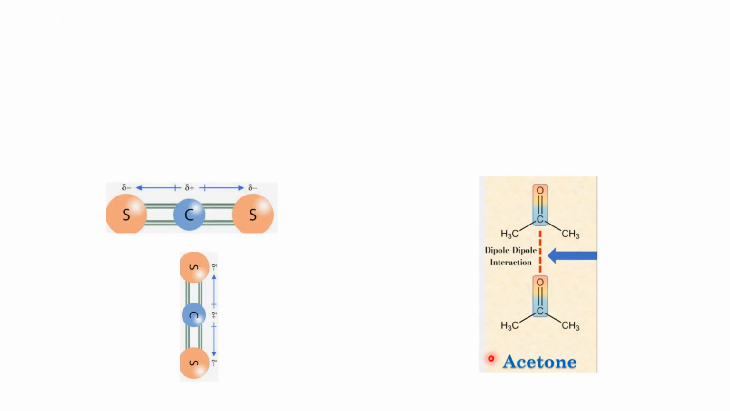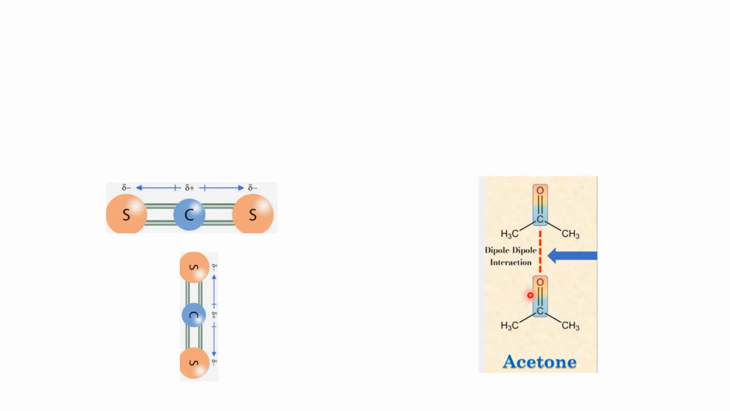Now this is another example. This is carbon disulfide and acetone. In pure carbon disulfide, these molecules have dipolar interaction. This delta positive carbon and delta negative sulfur interact by dipole-dipole interaction. Similarly, in acetone also dipolar interactions are there.